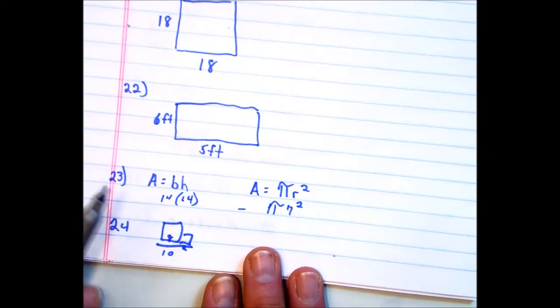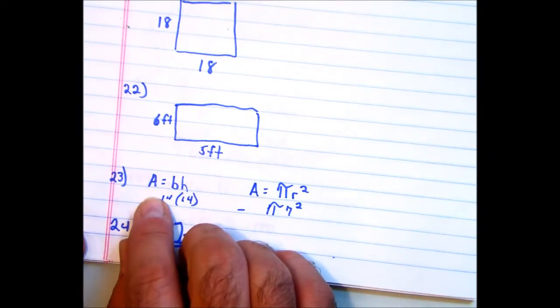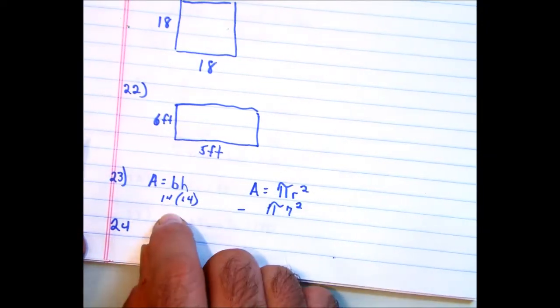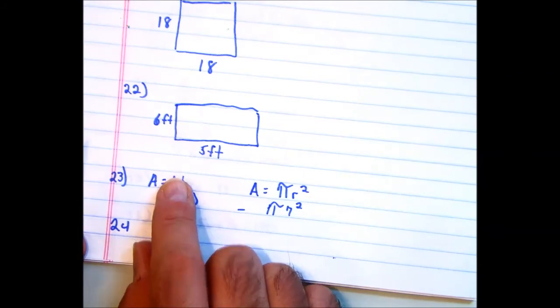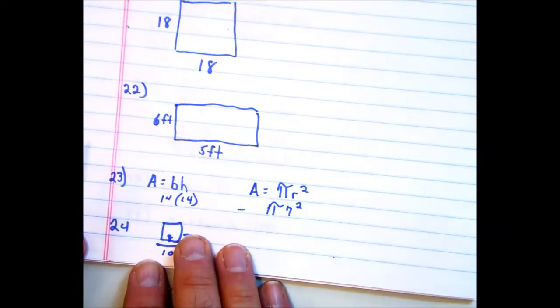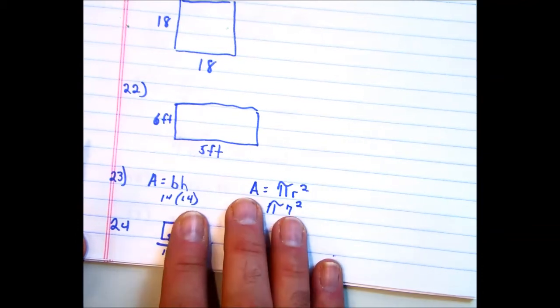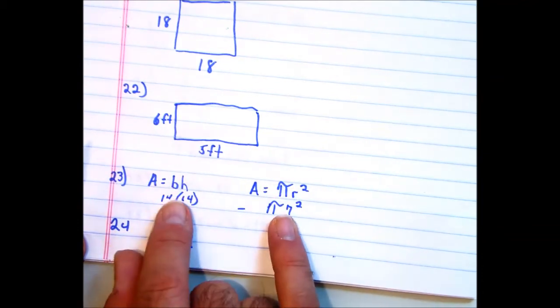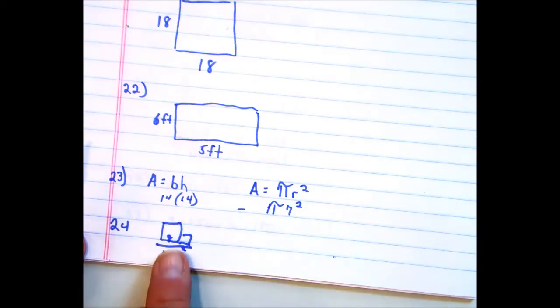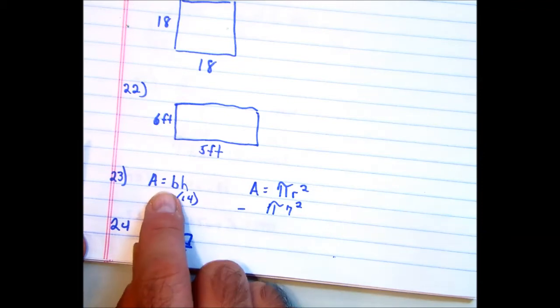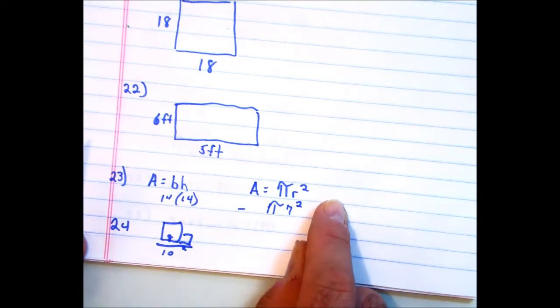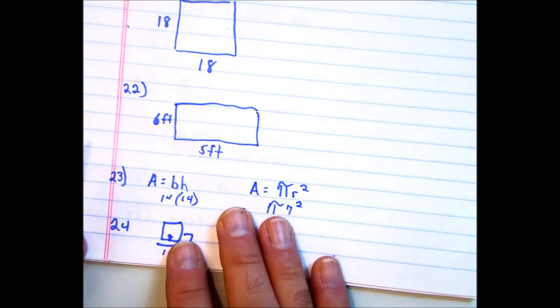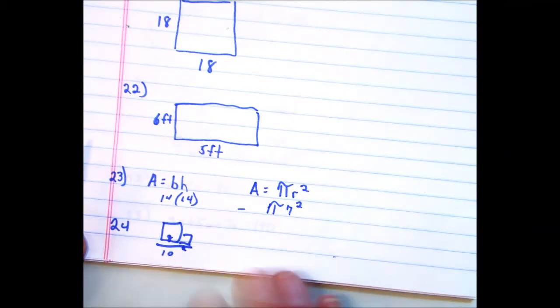Problem 23, you have a square and a circle. So you have to do the area formula for a square and a circle. Once you find the area for the square and the circle, when you have 2 things inside of each other, you subtract them. If 2 things are next to each other, you would add them. So this is 14 times 14 minus pi r squared. Put in the numbers, put it into your calculator, it gives you an answer.